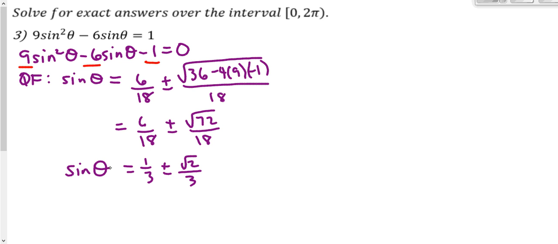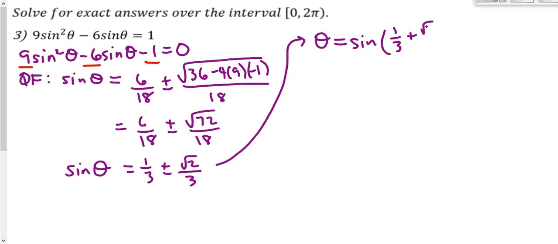We want to know theta. So let's split that up into 2 equations. Theta would be the inverse sine of 1/3 plus square root 2 over 3. Or theta would be the inverse sine, forgot my inverse on there, the inverse sine of 1/3 minus square root 2 over 3.